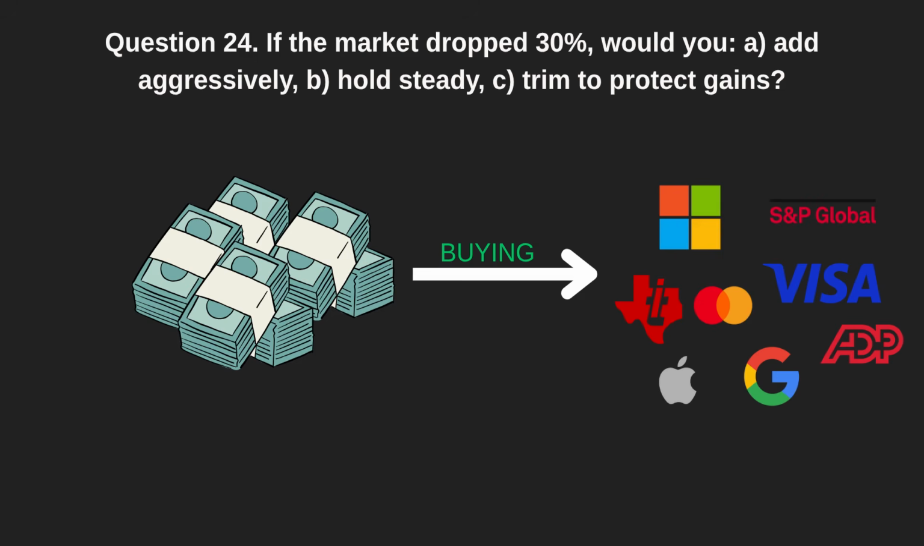Question 24. If the market dropped 30%, will you A, add aggressively, B, hold steady, C, trim to protect gains? I will add aggressively. I will even tap into my savings to buy more. When you look at the amount of bear markets versus bull markets, they don't happen that often and they are shorter. Those are opportunities you want to capitalize on by investing in your high quality businesses.